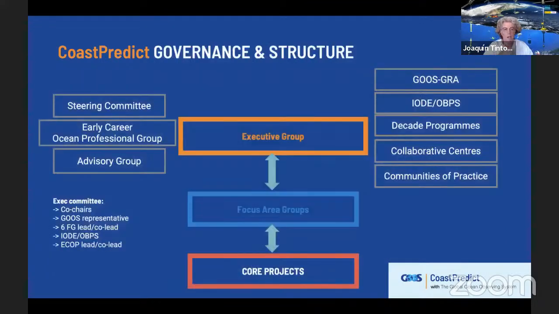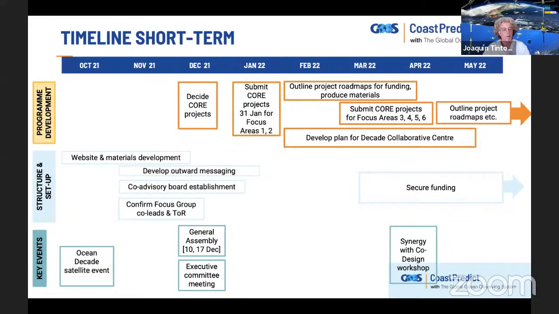Next slide, please. This is now a schematic of the Coast Predict governance structure with a steering committee, early career ocean professional group. We want a transformative change, and this transformative change has to involve certainly the early career ocean professional group. So we have a dedicated ECOP group, we have an advisory group, and on the right of the slide, what we have is the major international elements, the GOOS GRAs, IODE and ocean best practices, and different decade programs, collaborative centers, and communities of practice. All this is really iterating continuously with the executive group, the focus area groups, and the definition of the core projects.